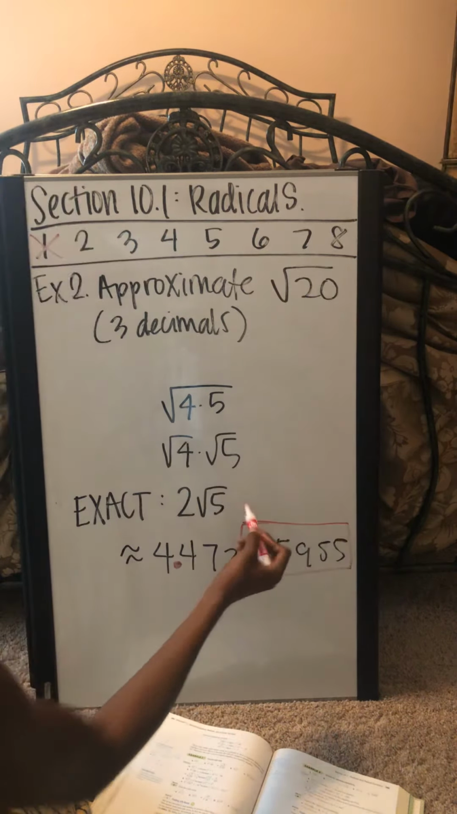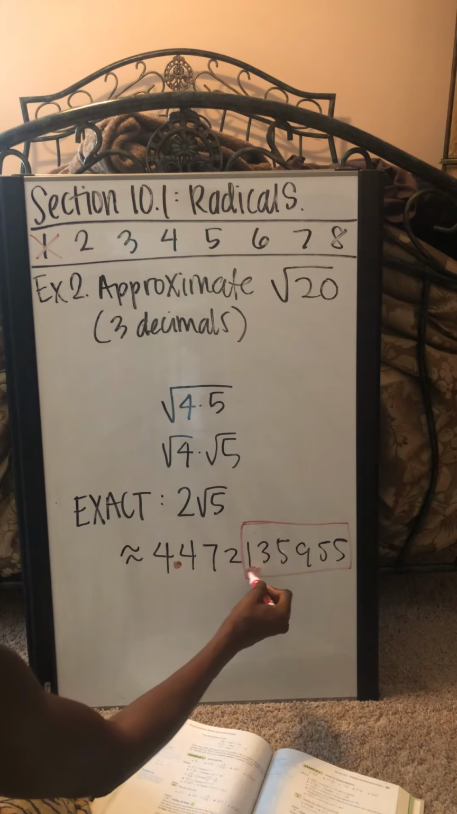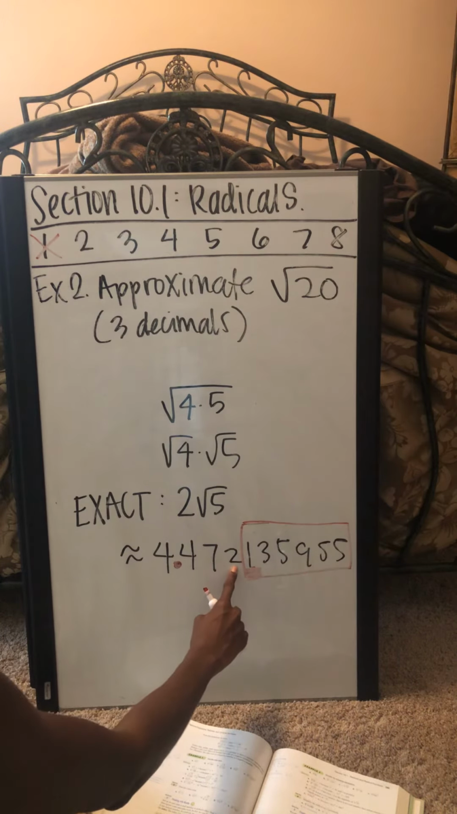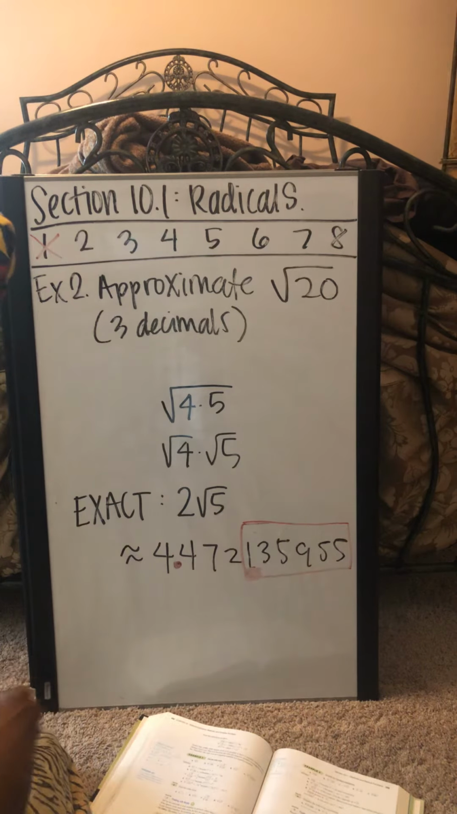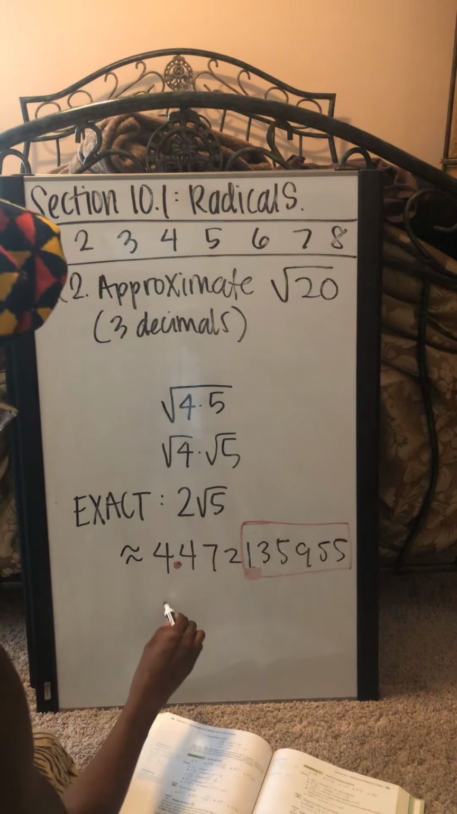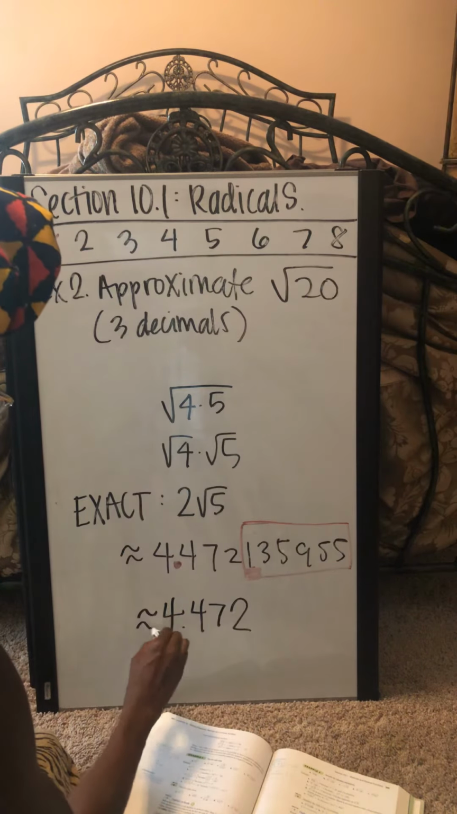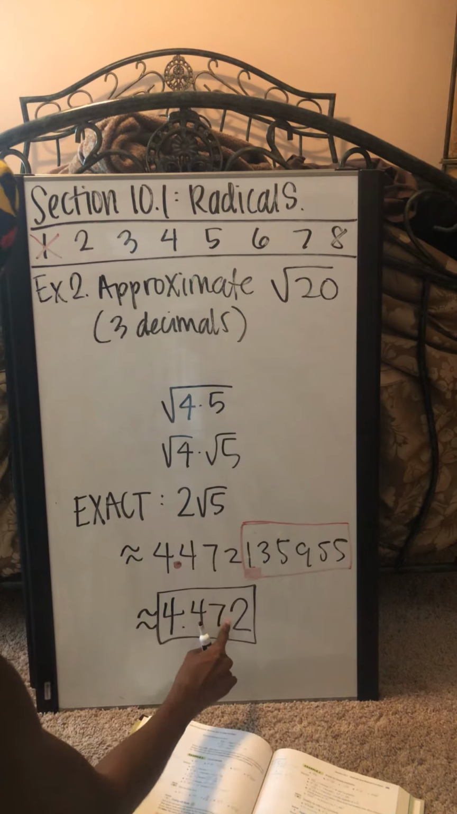Now, before we cut it off, we have to look at that first number in the box. If it's 5 or greater, then we take this number and move it up. If it's not, then we leave it the same. So it's a 1, so that means we leave it the same. And then it just becomes 4.472 for our answer. But if, let's say, that 1 was a 5, then we would change that to a 3.